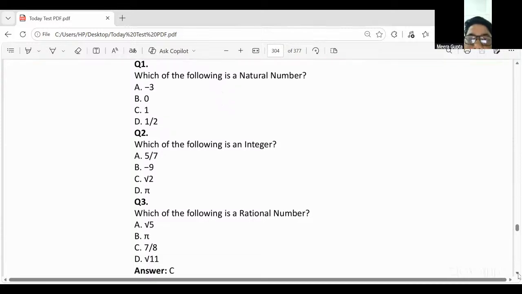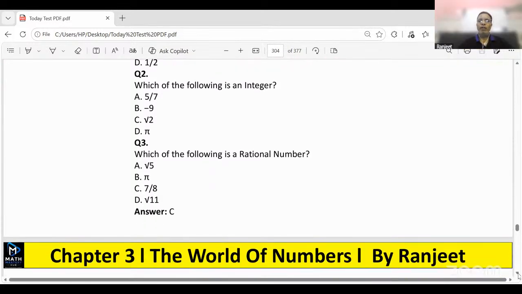Okay. Question number 3. Which of the following is a rational number? Sir, C. Okay. Arnav, define the rational number. Sir, rational numbers are those numbers.